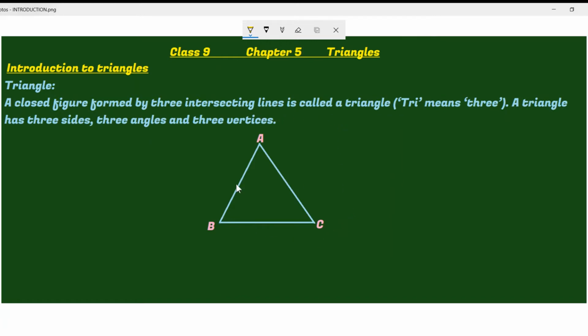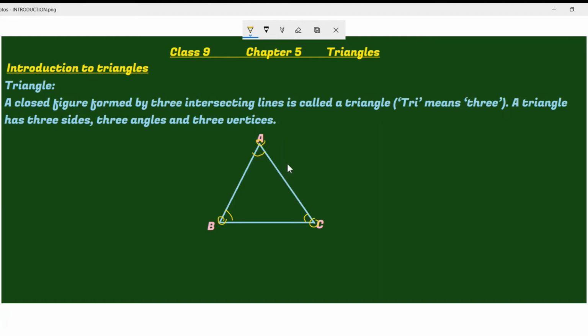So, we know that the triangle is a three-sided polygon. That means it is made up of three line segments. The line segments are AB, AC and BC. It has three sides, three angles and three vertices. Tri means three. It has three angles, so we are calling this figure a triangle.